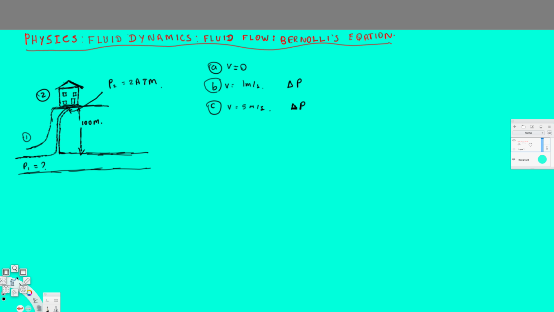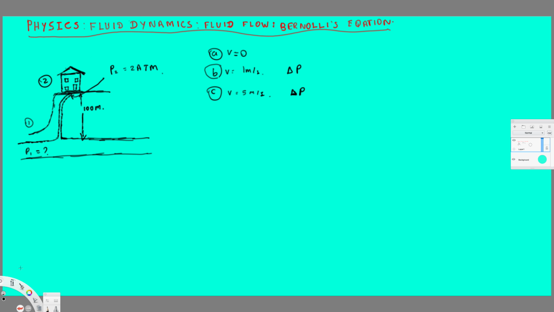Let's do this problem right here. So we have a house on top of a hill that is 100 meters above the ground. At this point we have the pressure 2 atm, and they are asking for P1, the pressure in this big pipe right here at the bottom. So let's see how we can calculate this one.